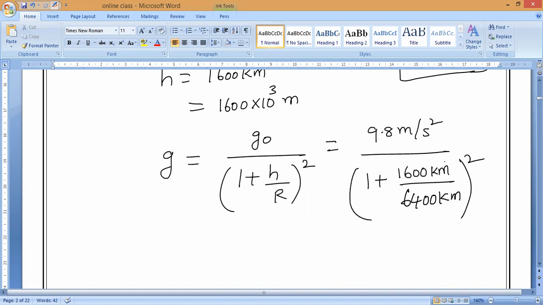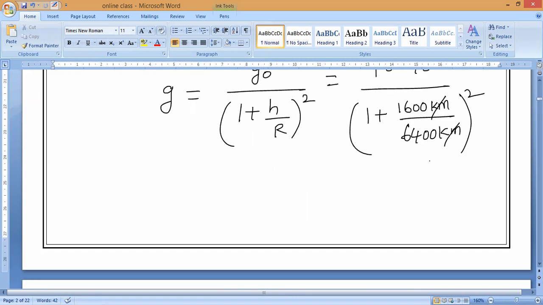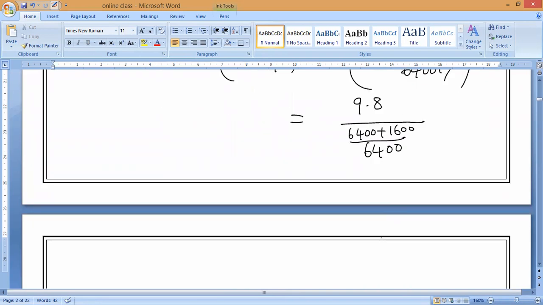So now anyhow we can cancel the kilometer, so the unit is the same. Now you can take the LCM. How much will it come? 9.8 divided by, can I take 6,400 as LCM? It will become 6,400 plus 1,600. Please all of you do this. How much will it come? 6,400 plus 1,600. You have to tell me fast. Sir, 8,000. That is what you have to tell.